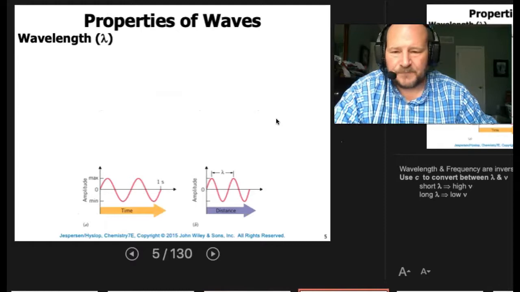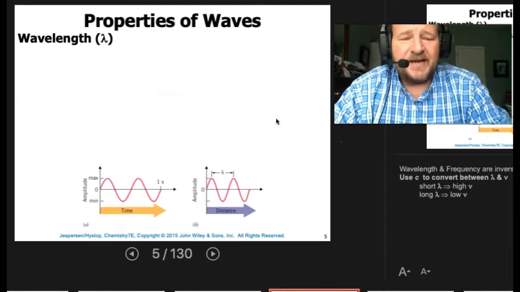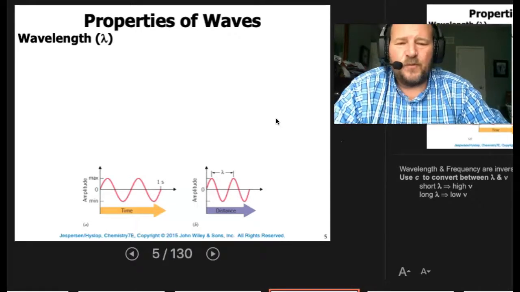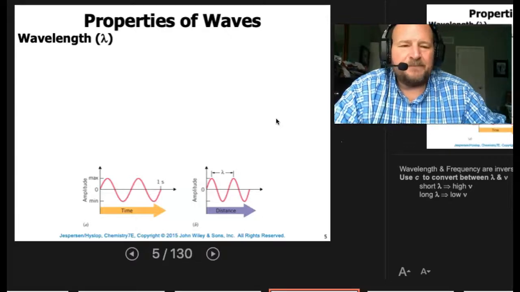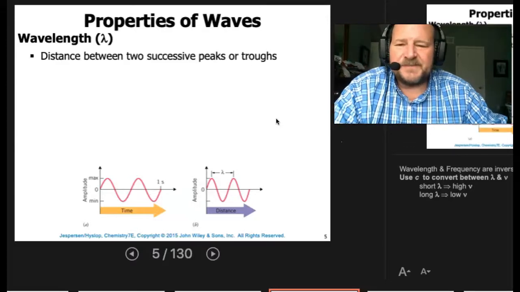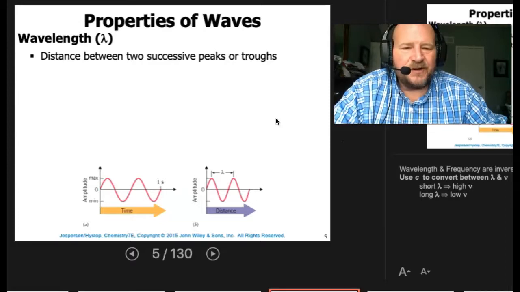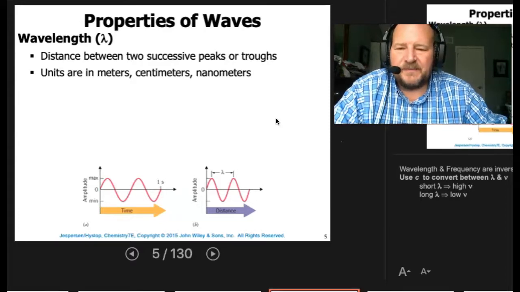So, properties of waves, the pieces we look at. The first thing I'm going to introduce you to would be the wavelength, and that's going to be lambda. Lambda is the distance between two successive peaks or troughs. Our units are going to be in meters, centimeters, nanometers, kilometers, some sort of meter, typically.